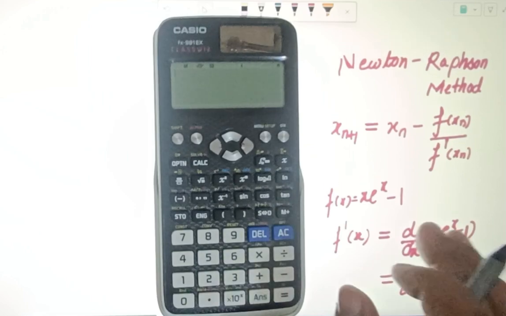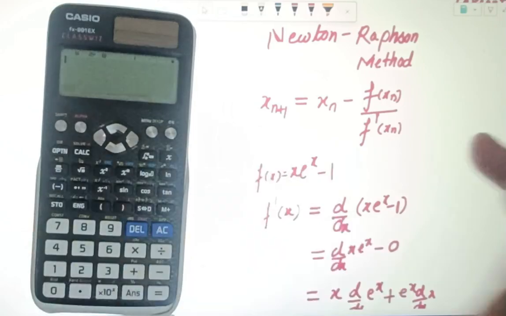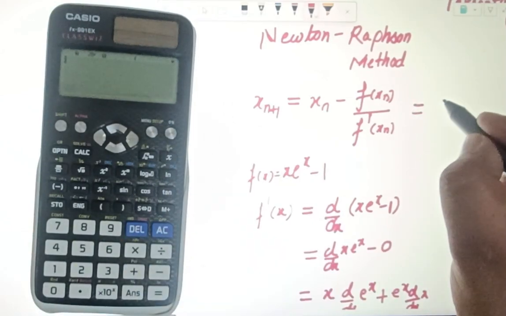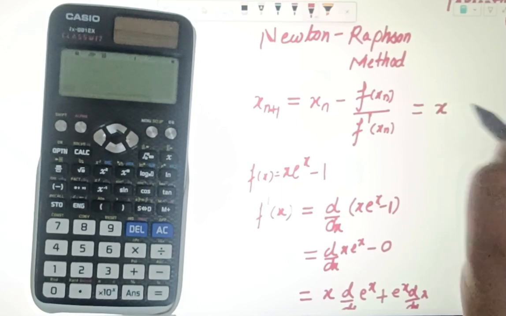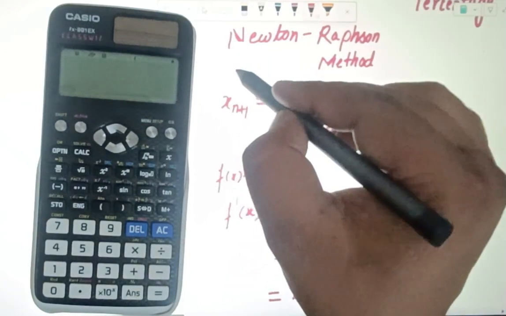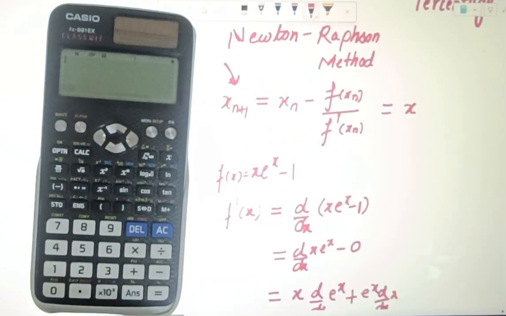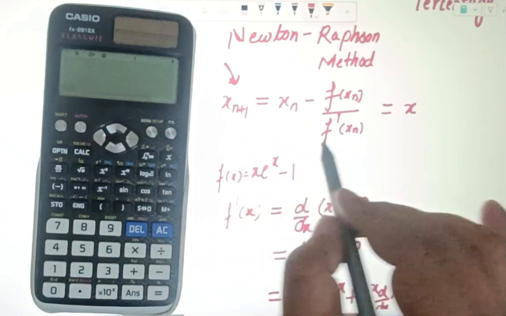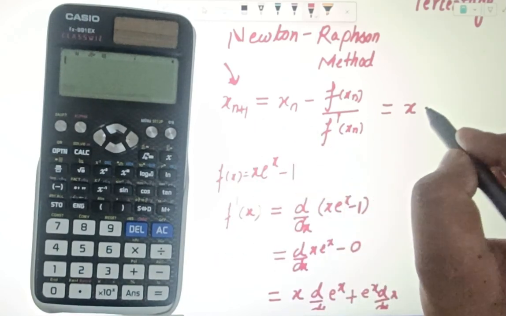According to your Newton-Raphson formula, whenever you are writing in your examination, write it in terms of x n plus 1, because it is an iterative formula. x1 will come in terms of x0, x2 will come in terms of x1, x3 will come in terms of x2. That's why we are writing a recursive relation here in terms of n. But for our computation in the calculator, we will write it simply as x.